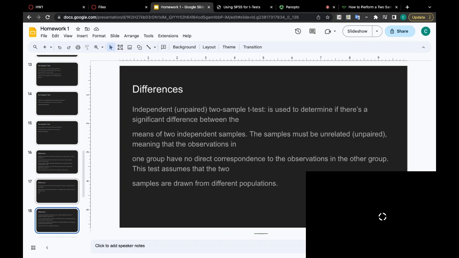The independent unpaired two-sample t-test is used to determine the significant difference between the means of two independent samples. The samples must be unrelated, meaning the observations of one group have no correspondence to the observations of the other group. The test assumes the two samples are drawn from different populations, like Pepsi and Coke. They are different and unrelated, but we can examine the sugar content inside the Pepsi and Coke. I don't know the actual situation, they're probably related in industry, but at least in this example, they are not.